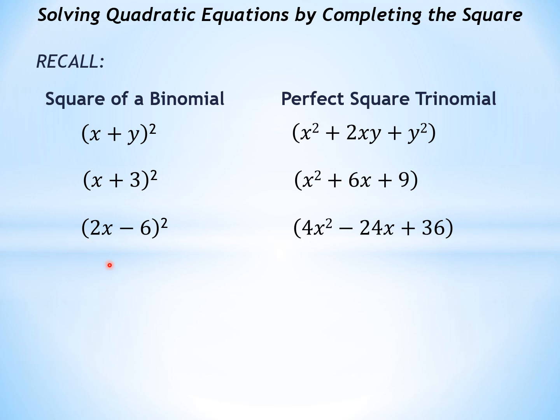Then, multiply natin yung first doon sa second. 2x times negative 6, that is negative 12x. I-double natin, makukuha natin yung negative 24x. At saka yung pang-last, negative 6 times negative 6, that is positive 36. Itong dalawa, equal lang sila, transform lang natin. Gagamitin natin ito sa pag-solve ng completing the square.